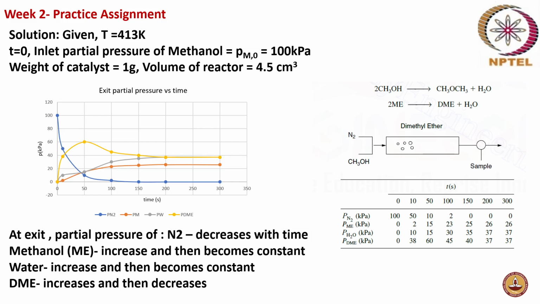But when you actually look into the exit concentrations, initially till 50 seconds a lot of DME is coming out. Whereas after that, the concentration of DME that is coming out is reduced. That means there is some hindrance to the reaction, right? Something is happening such that the conversion is not happening to that extent, correct?